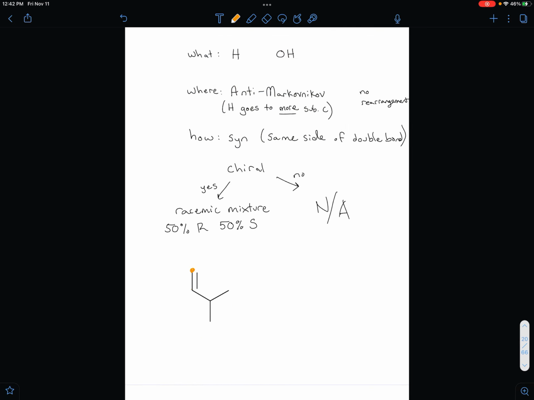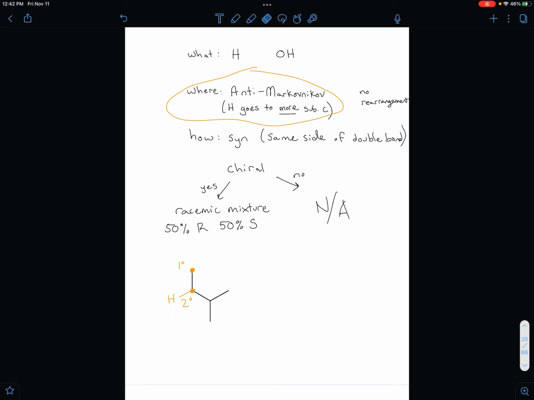Okay, so knowing that, we'll take this molecule and we'll look at the two carbons in the double bond. Because there's no rearrangement, the two things we're adding will add onto the two carbons that are in the double bond. So the first thing we're going to add is hydrogen. Hydrogen is going to go, because this is anti-Markovnikov, to the more substituted carbon. So on the top we have a primary carbon, on the bottom we have a secondary carbon. Hydrogen is going to go on the more substituted carbon in this reaction, because it is anti-Markovnikov.